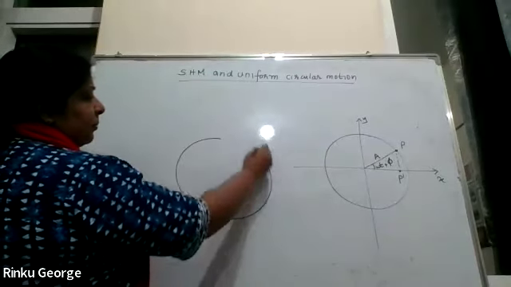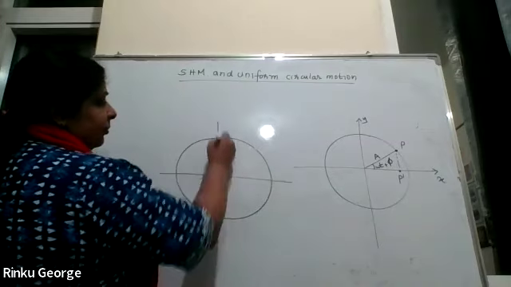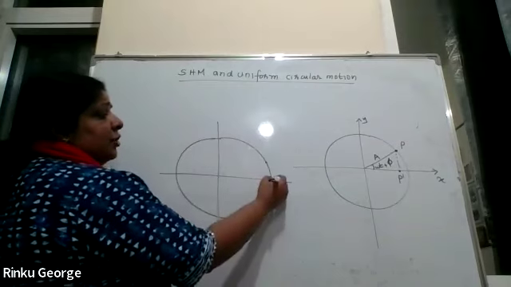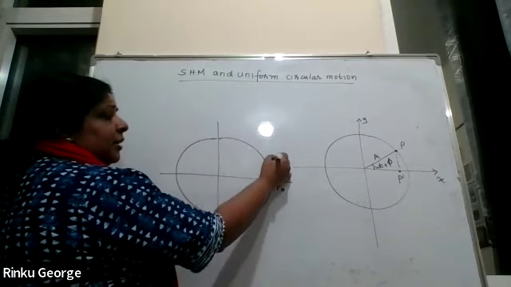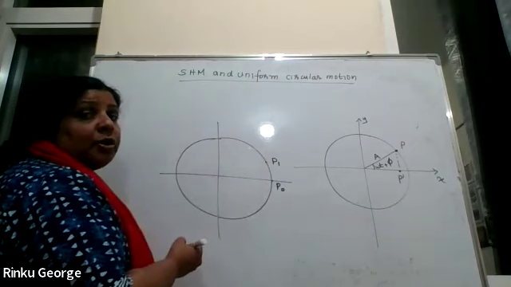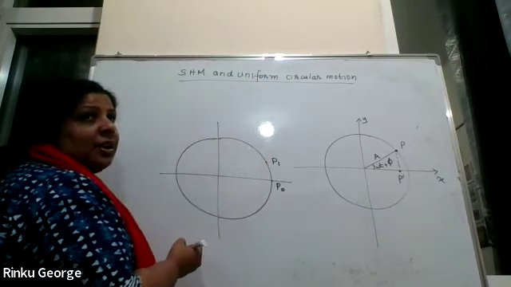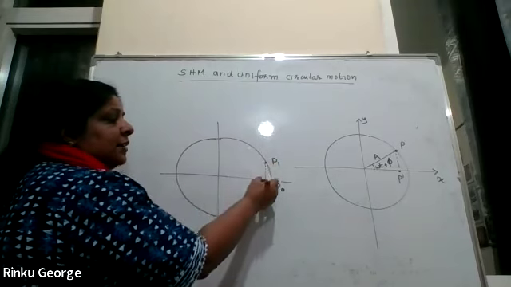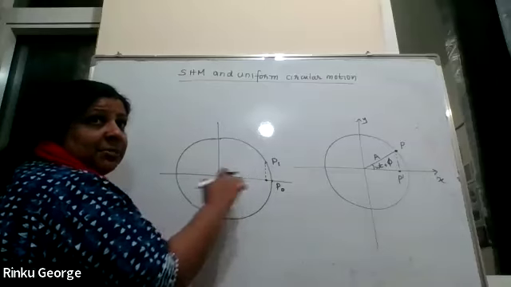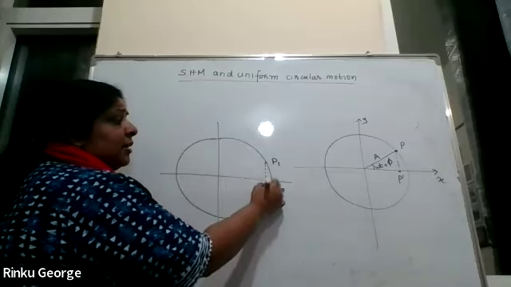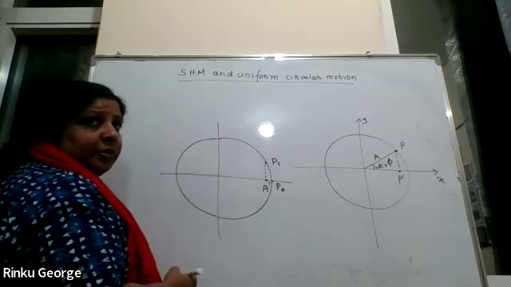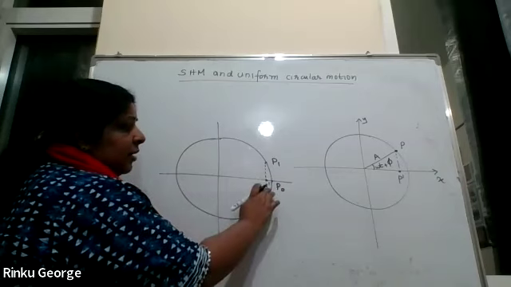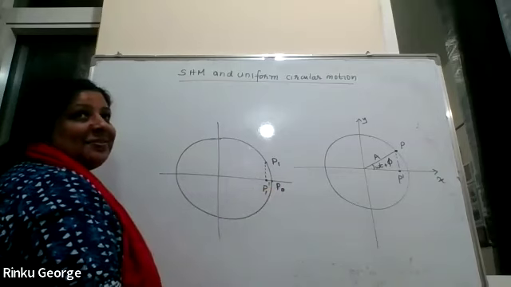An object P is in circular motion. Initially it was at point P0. Then it is at P1. The projection of P1 you will get on the x-axis, that is the diameter. So you will mark it as P1 dash.